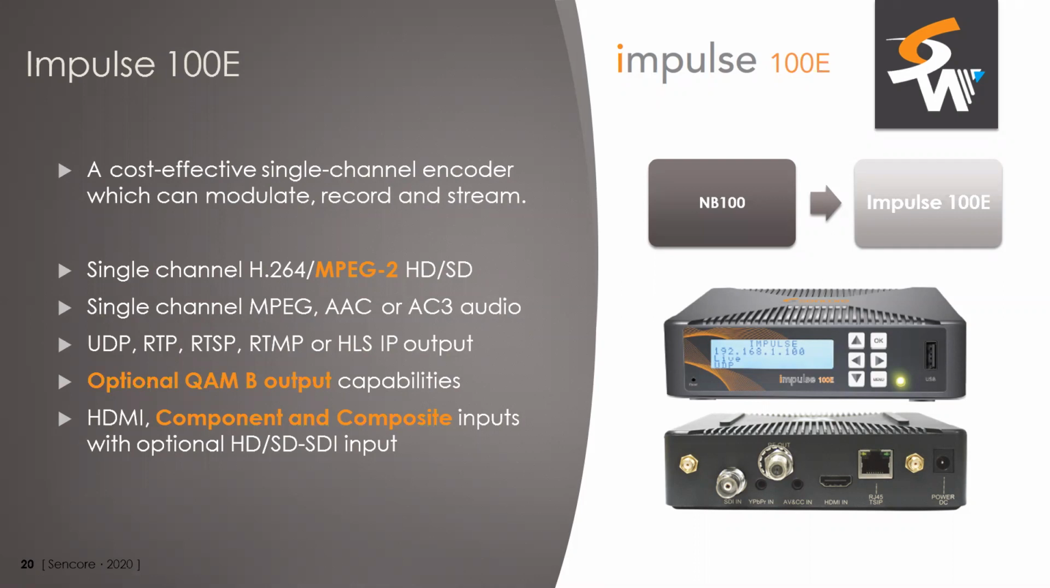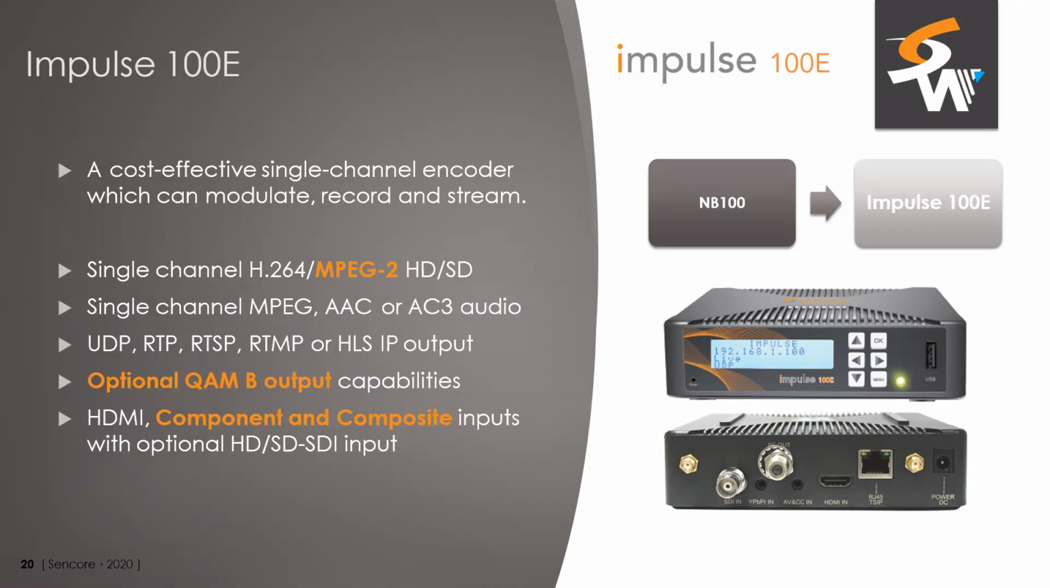The unit is available in 3 hardware versions. On the picture, we have the most powerful model with SDI, HDMI, analog inputs, and also with IP and QAM-B outputs. We have a model without RF output, and the third basic one with just HDMI, analog inputs, and IP output. 100E supports MPEG-2 and H.264 video codecs with up to HD resolution, and common audio codecs.